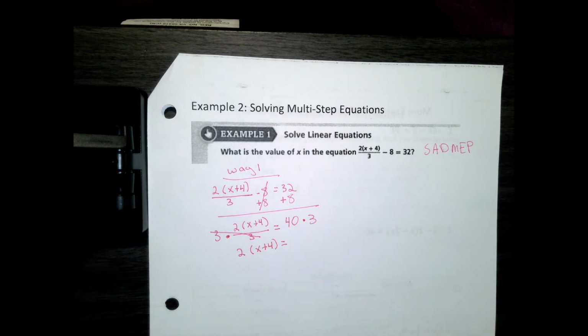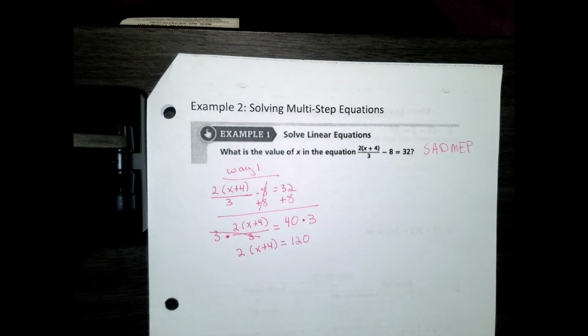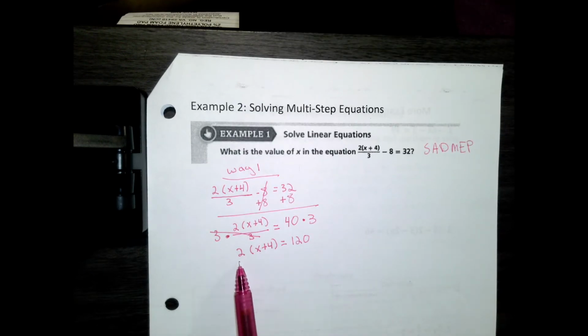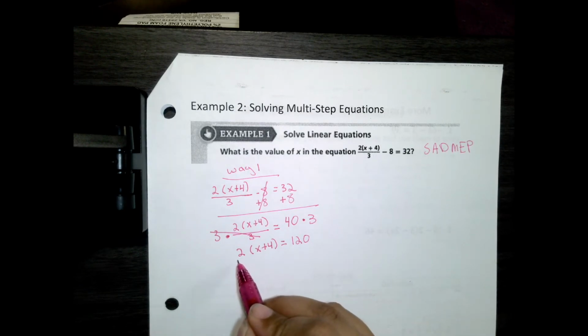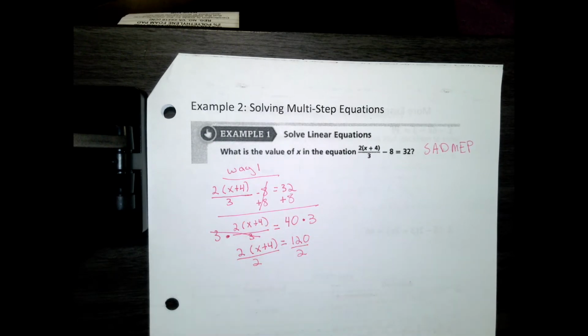Well, what is 40 times 3? 120. Okay, so our x is now being bothered by both the 2 and the 4. But before we can even start to deal with what's inside the parentheses, we've got to get rid of this 2 that's bothering it all, right? So since the 2 is being multiplied, our inverse operation here would be to divide. When we divide, that cancels.